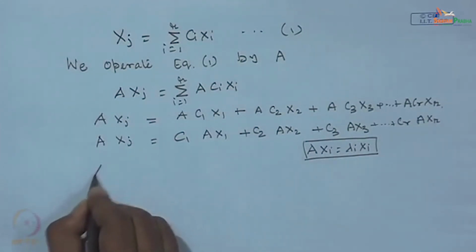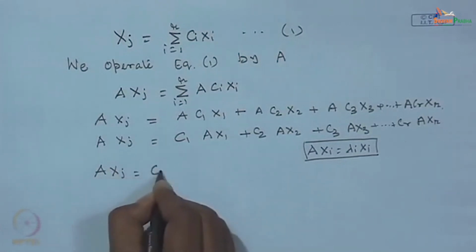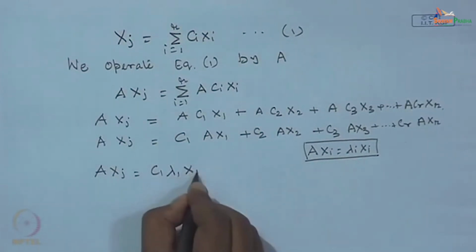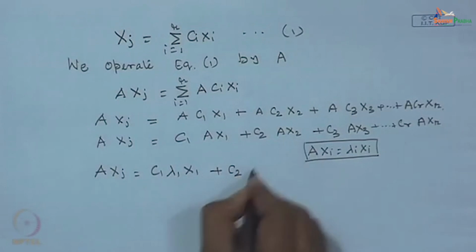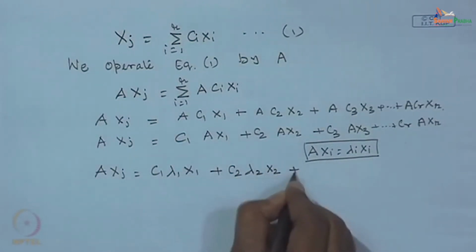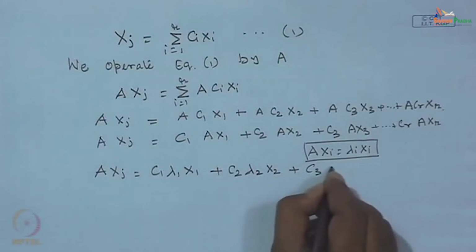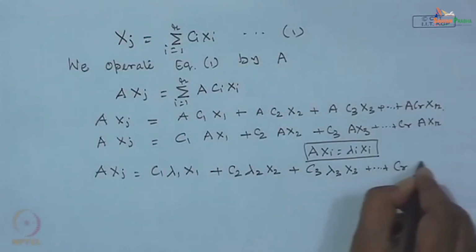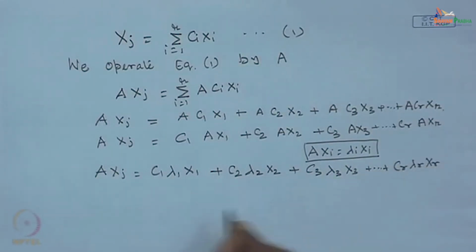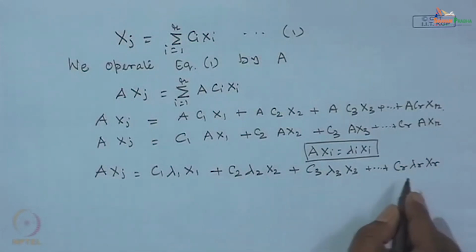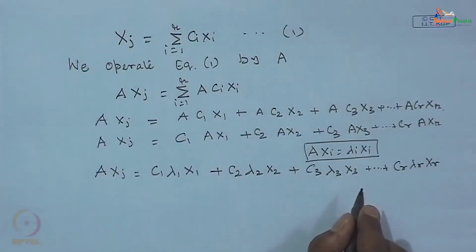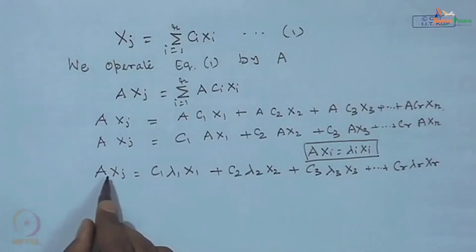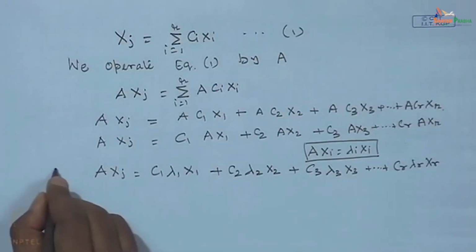Therefore, we can write A x j is equal to c 1 times A x 1, which is lambda 1 x 1, plus c 2 times lambda 2 x 2, plus c 3 times lambda 3 x 3, and likewise c r A x r is lambda r x r. So that is one equation we get. Now, we multiply equation 1 by lambda j. We can also write A x j as lambda j x j.